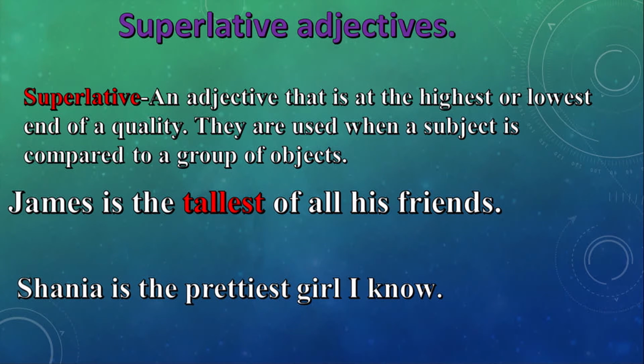Right. So Shania is the prettiest girl I know. We have a sentence there, and Shania is the noun being compared to the entire group. In the entire group of all the girls that the writer would have known, Shania is the prettiest. So this is the other superlative adjective that we will be dealing with. You had tallest, now you have prettiest. Of the entire group, Shania is the one that would have won out in this particular quality of physical appearance.